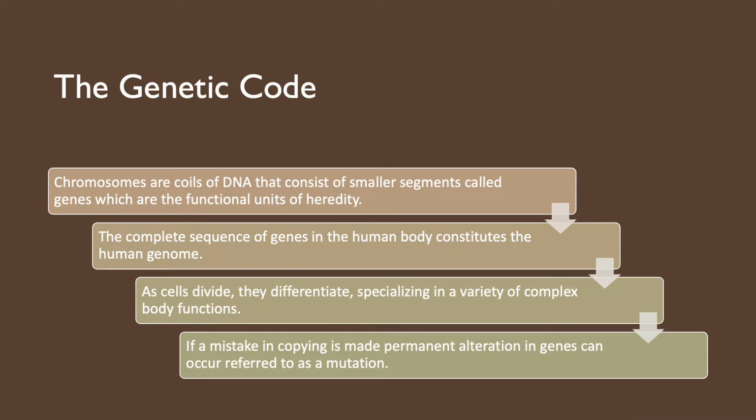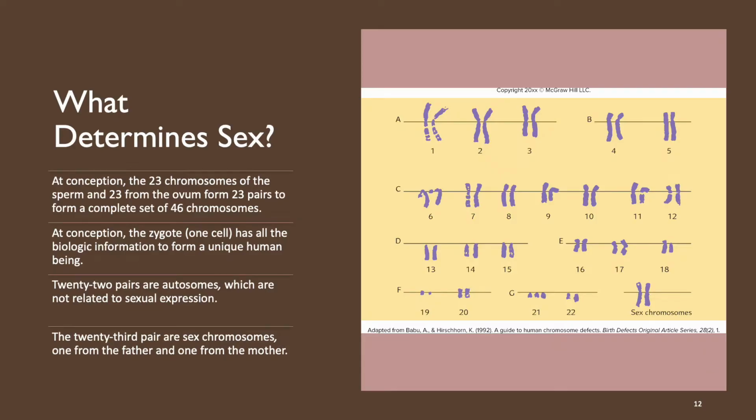Chromosomes are coils of DNA that consist of smaller segments called genes, which are the functional units of heredity. The complete sequence of genes in the human body constitutes the human genome. As cells divide, they differentiate, specializing in a variety of complex functions. If a mistake in copying is made, permanent alterations in genes can occur, resulting in mutations.